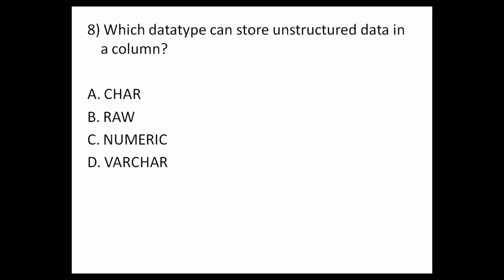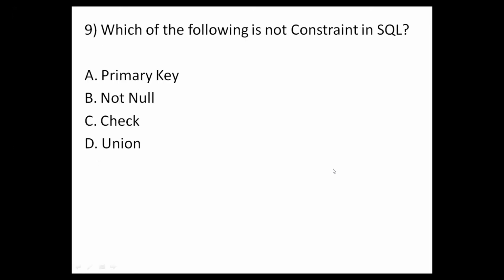Which data type can store unstructured data in a column? D, Raw. It's raw. Raw is a data type that is used to store unstructured data.